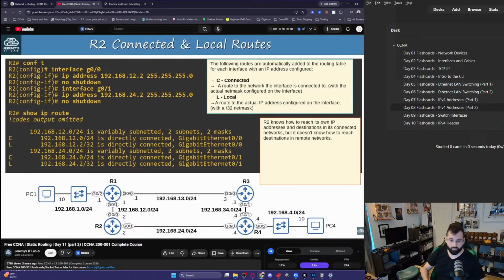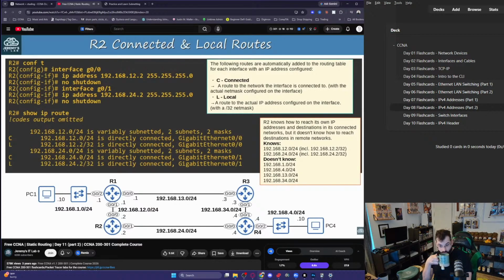But it doesn't know how to reach destinations in remote networks. That makes sense. By remote networks, I mean networks not directly connected to R2. So R2 knows how to reach destinations in 192.168.12.0/24 and 24.0/24 networks, including its own IP addresses in those networks. But it doesn't know how to reach any of the other networks in the topology. If R2 receives packets destined for hosts in these other networks, it will have to drop them. R2 doesn't know where it should send them.